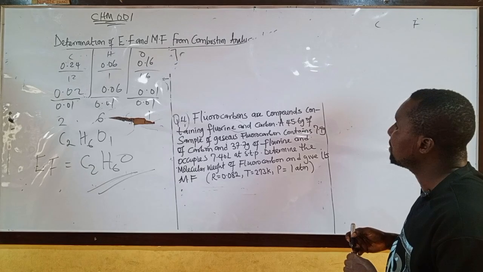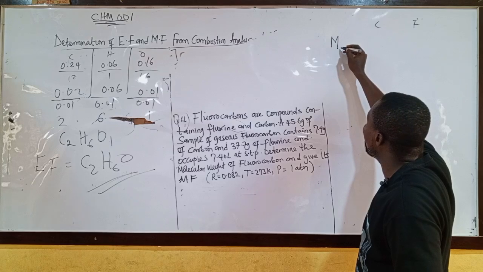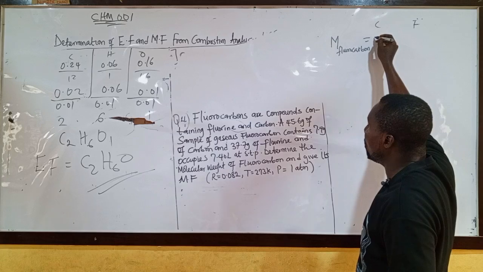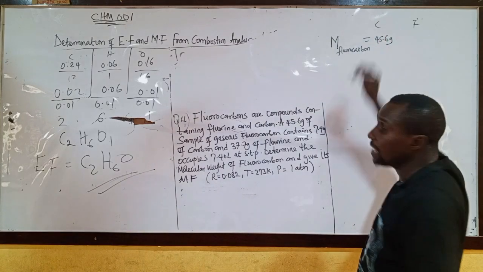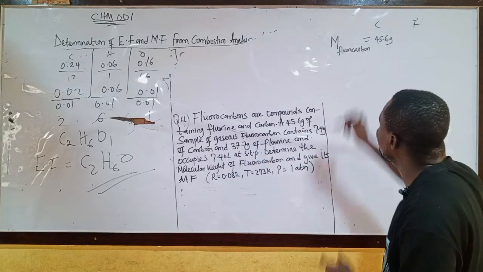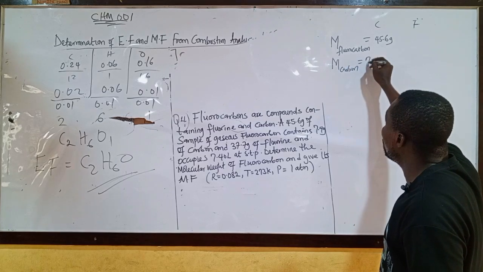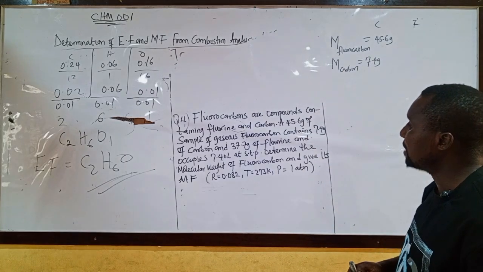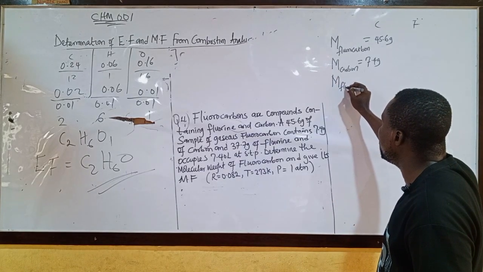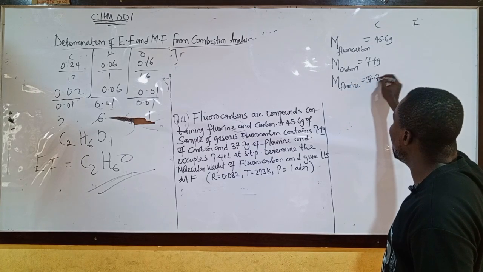A 45.6 grams sample of the gaseous fluorocarbon. That is the mass of what? Fluorocarbon. The mass is given as 45.6 grams, the sample mass. It contains 7.12 grams of what? Carbon. The mass of carbon in that fluorocarbon is 7.4 grams, and 37.7 grams of fluorine. The mass of fluorine is 37.7 grams.